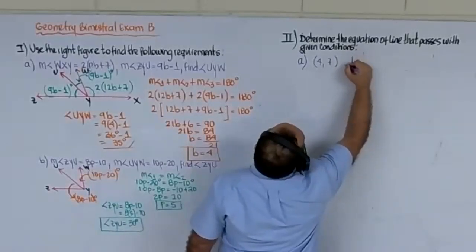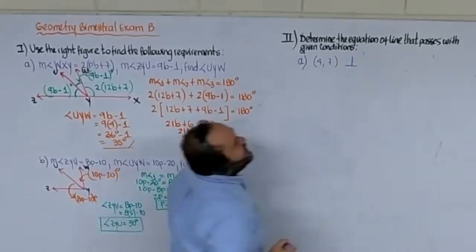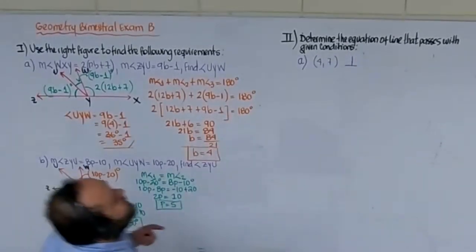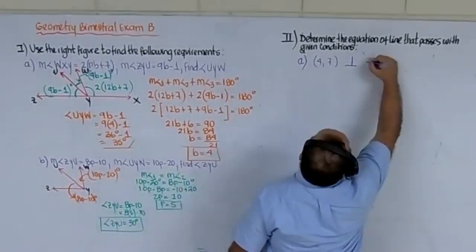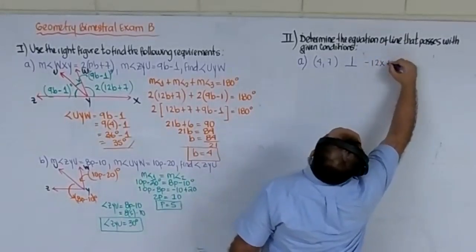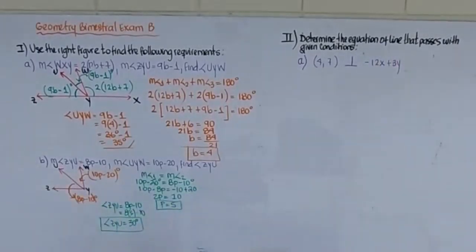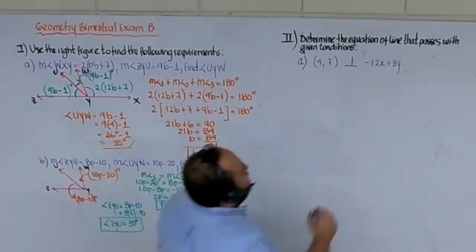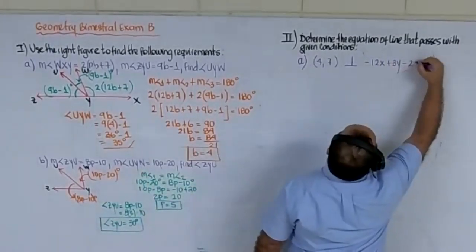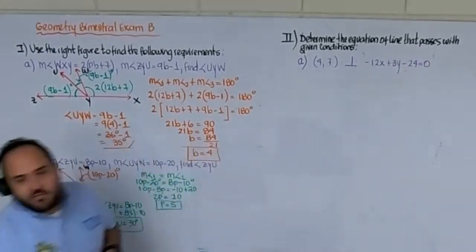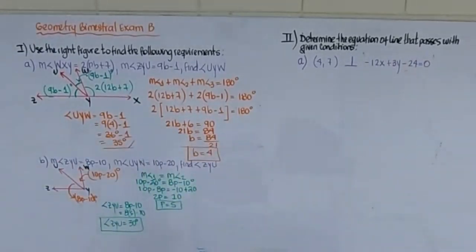And this symbol represents perpendicular. The line is supposed to be perpendicular to the line negative 12x plus 3y minus 24 equals 0. I think we're only going to have time to solve letter A, and tomorrow I'm going to continue with letter B. Okay, what do we have to do?